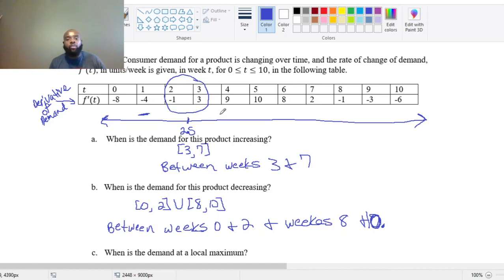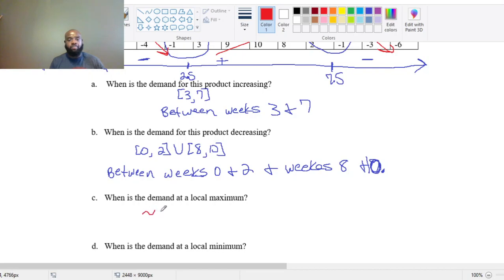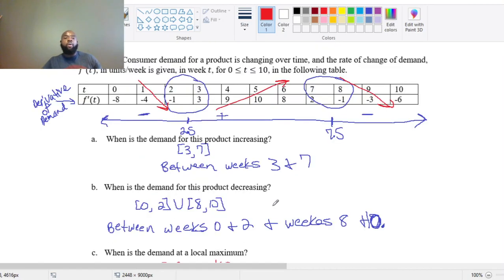But after that point, our derivative becomes positive because we have these positive values here. And then between 7 and 8, I'm just going to use 7.5. Our derivative becomes 0 again because after that point, our derivative is negative. And so what we can see here is that our function is decreasing, increasing, and then decreasing, right? And so when is demand at a local maximum? A local maximum here is at 7.5 weeks, or at week 7.5. And when is it a minimum? It's the minimum at about week 2.5.